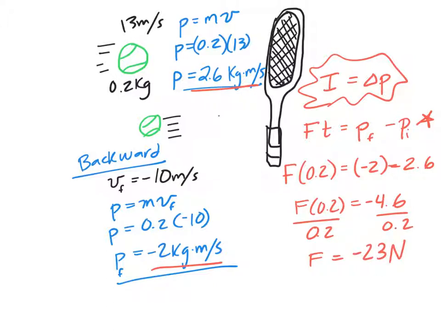Did we do it right? Well, a pretty good indication is this negative. It means that the racket had to push in the negative direction, and that makes sense because our tennis ball is moving backward.